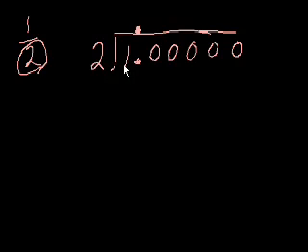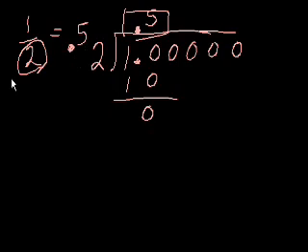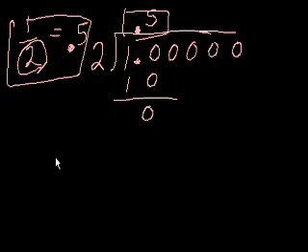Does 2 go into 1? No. 2 goes into 10, so 2 goes into 10 5 times. 5 times 2 is 10. Remainder 0. We're done. So 1/2 is equal to 0.5. Let's do a slightly harder one.